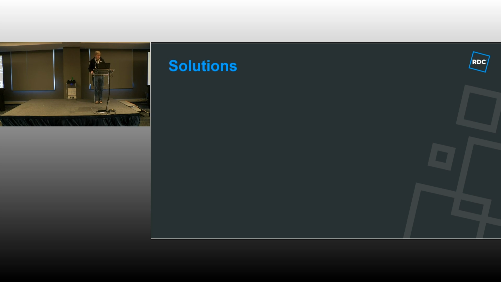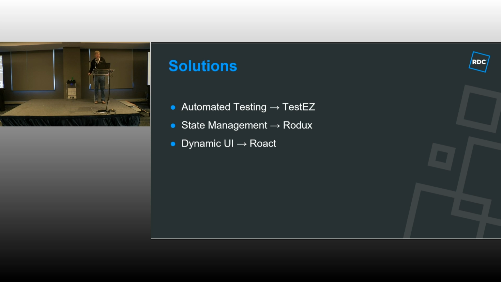So we'll recap over the problems we just talked about and then the solutions we came up with. For automated testing, we built a library called TestEZ. For state management, we built one called Rodux, cleverly based on the name Redux. And for dynamic UI, we made Roact, of course, picking React over Scaleform to take cues from.